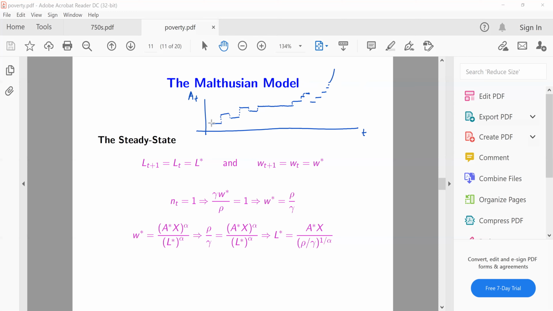So in the long run, maybe you have something like this, okay, that trend. But in the short run, you see that type of fluctuation, okay? So that makes a lot of sense for pre-industrial societies. Okay.